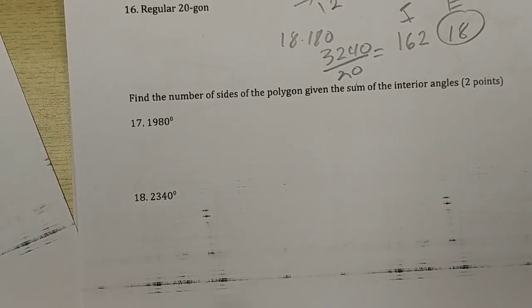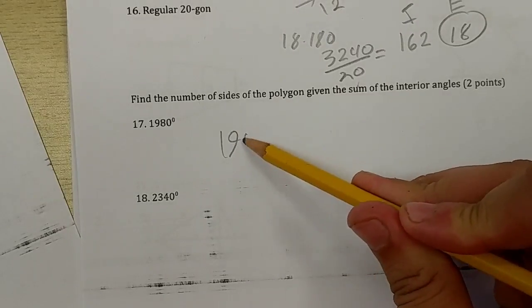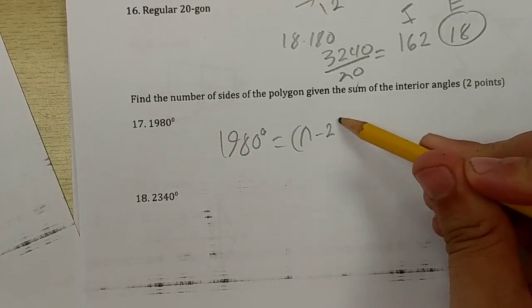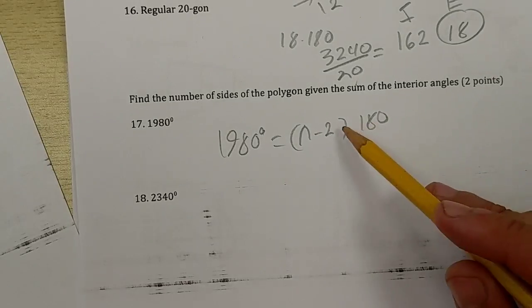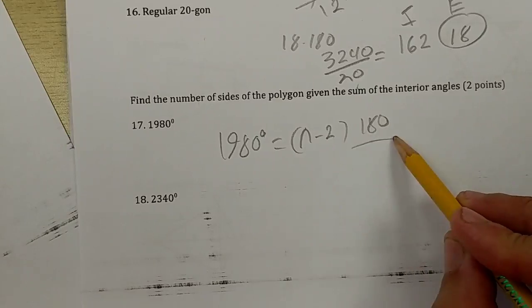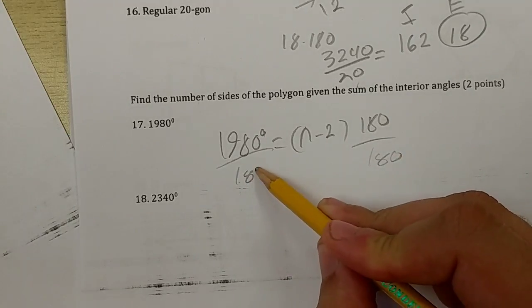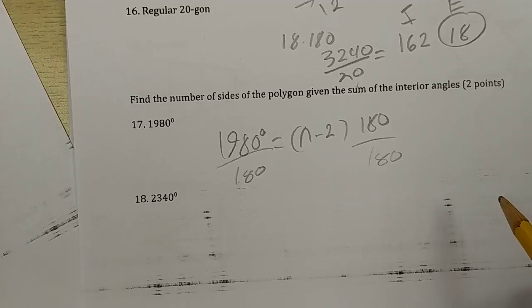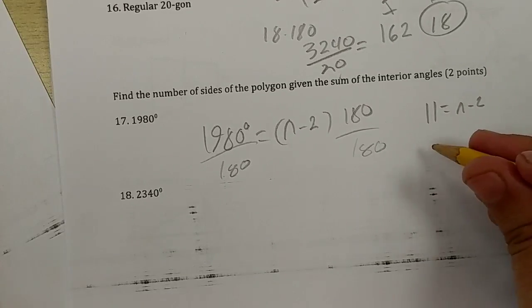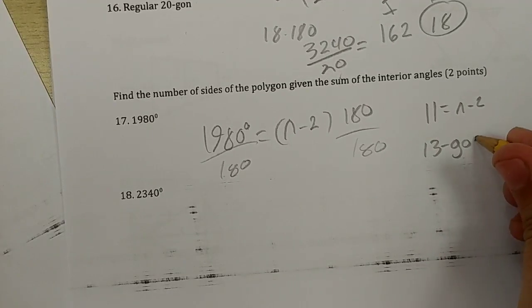All right, find the number of sides of the polygon given the sum of the angles. I tell you the sum of the angles, which is 1980 in this case, equals n minus 2 times 180. So I'm going to divide by 180 on both sides. That should be, looking at it, 19? No, I'm sorry, 11. So 11 equals n minus 2. Add 2 to both sides. This is a 13-gon.